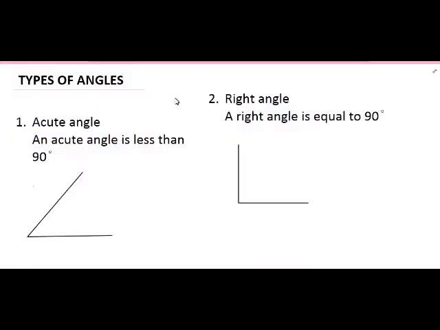Let's go to the next slide. Types of angles. We have the acute angle. An acute angle is an angle that is less than 90 degrees. So this angle can be 80 degrees, it can be 70 degrees, are you getting me? But provided it's less than 90 degrees, that makes it an acute angle. That's the first type of angle we're treating today. The other angle we have is the right angle. A right angle has this kind of square symbol here, and it is equal to 90 degrees. That can also help you to recall your right angles.